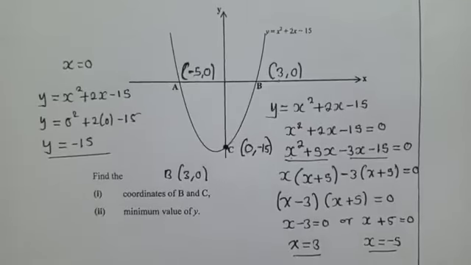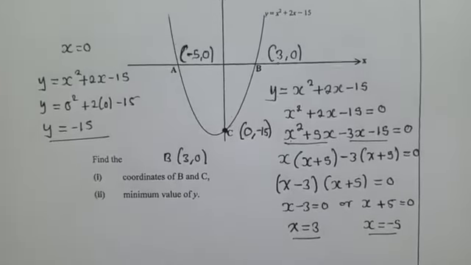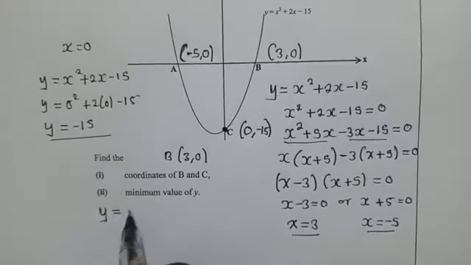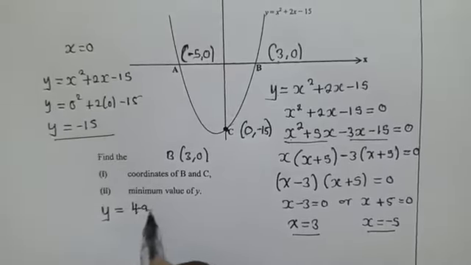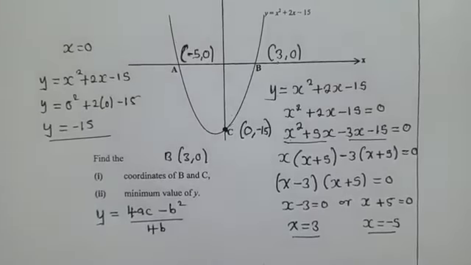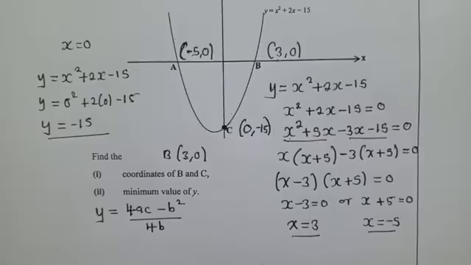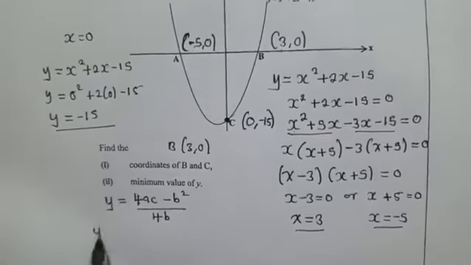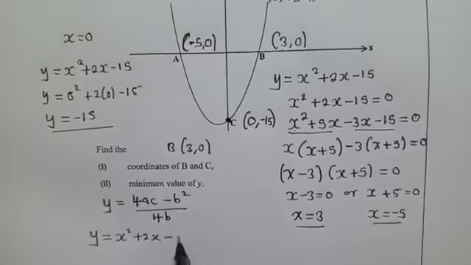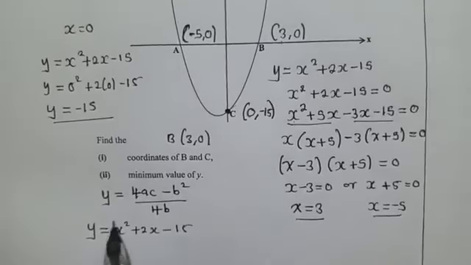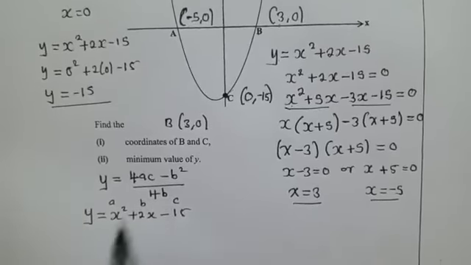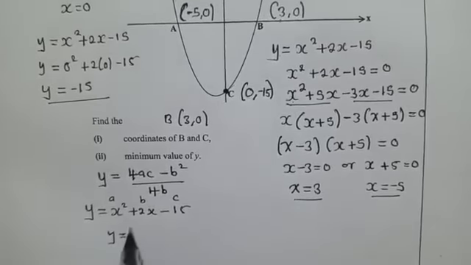So let's go to the next question where they're asking us to find the minimum value of y. For the minimum value of y, you need to get the formula, okay? This is the formula right over here. So remember this formula always. This is the formula that you're supposed to use. So when you get the given quadratic equation, which looks like this, of course, by now, you know that this is your A, this is your B, and your C. So just identify the numbers and plug them in the formula, okay?